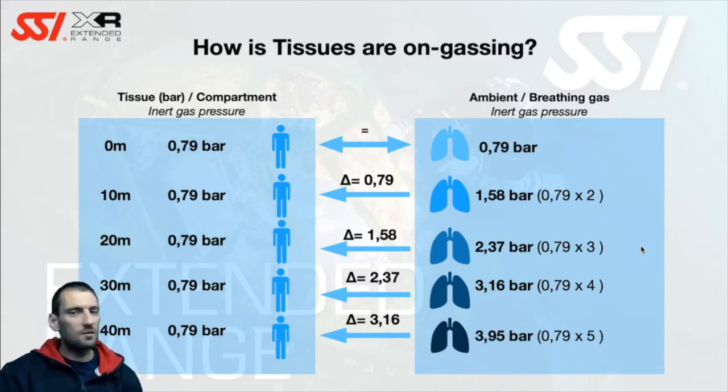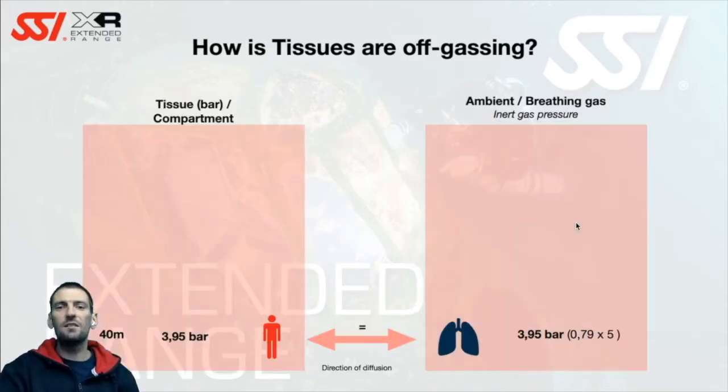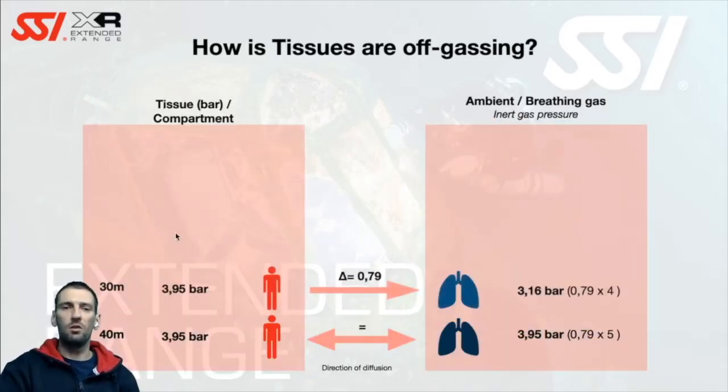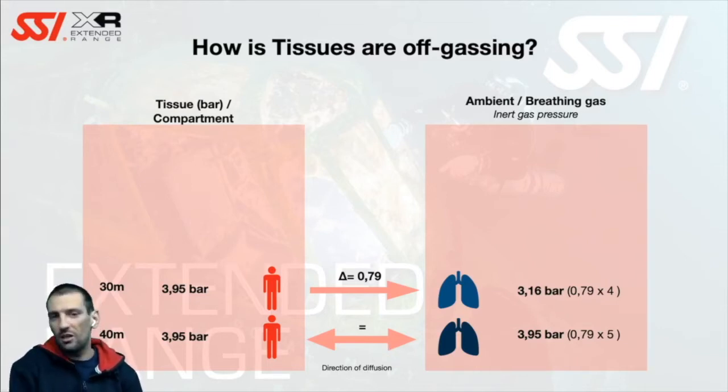Let's see what happens when we go back, when we ascend. The next slide shows us the ascent. So imagine that we are at 40 meters. We stay there long enough that our body is completely saturated. Whatever it takes, it doesn't matter how many hours we have to spend there, at some point we will equalize the pressure in our body with the ambient pressure.